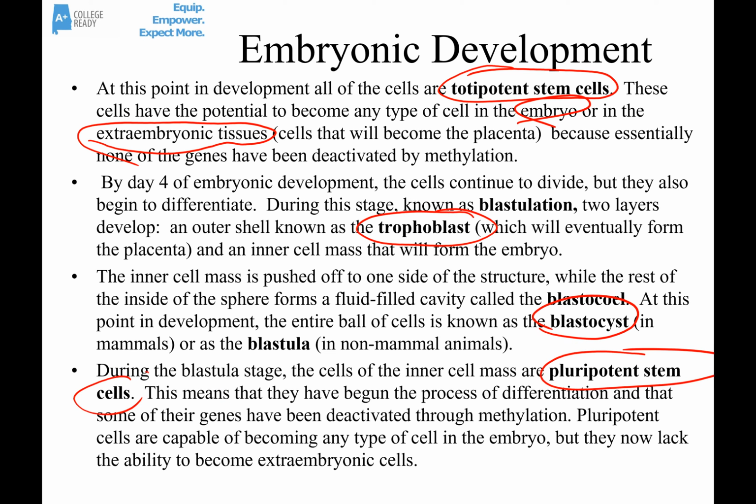This means that the cells have begun the process of differentiation and that some of the genes have been deactivated, probably through methylation. Pluripotent cells are still capable of becoming any type of cell in the embryo, but at this point they now lack the ability to become the extraembryonic cells of the placenta.